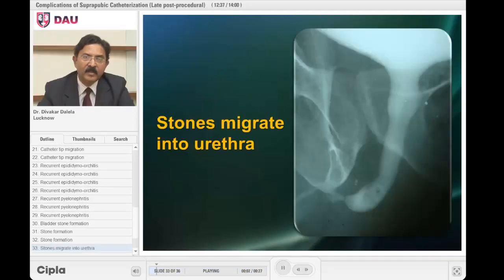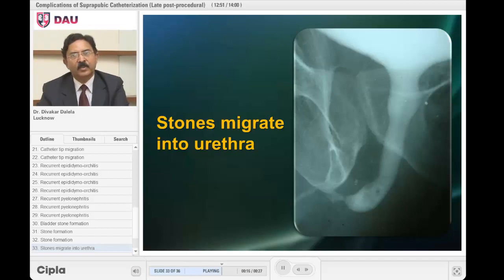A more important, more disastrous thing to happen is that these stones themselves migrate down into the urethra. And see in this picture, proximal to the stricture, there is a radiolucent filling defect. This filling defect is caused by stone fragments which down-migrated into the urethra. And you do an ultrasound of the bladder, you find it normal. You can only diagnose these fragments in the urethra by plain X-ray or by MCU like that.